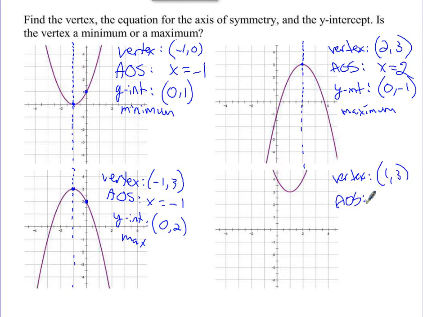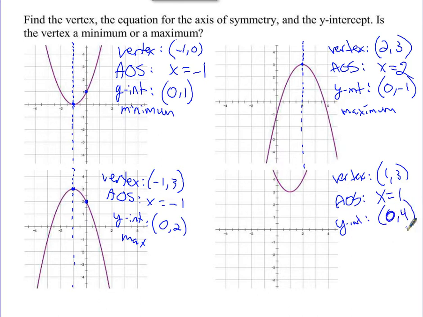And next? AOS is not just 1. It's not just 1. It's an equation. So you have to write the equation. It's x equals 1. Has to be an equation, okay? It's not just a number. And then the y-intercept. Yep, the y-intercept is also an ordered pair, 0, 4.